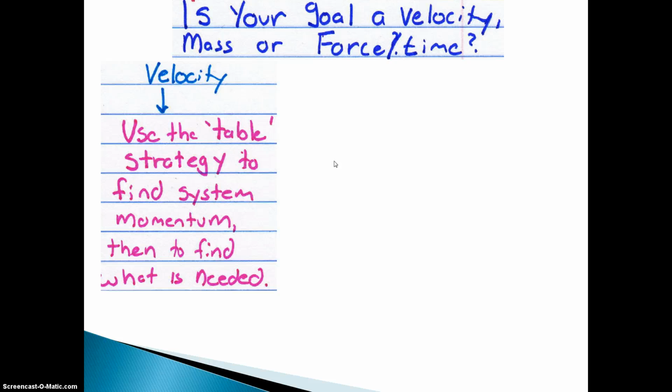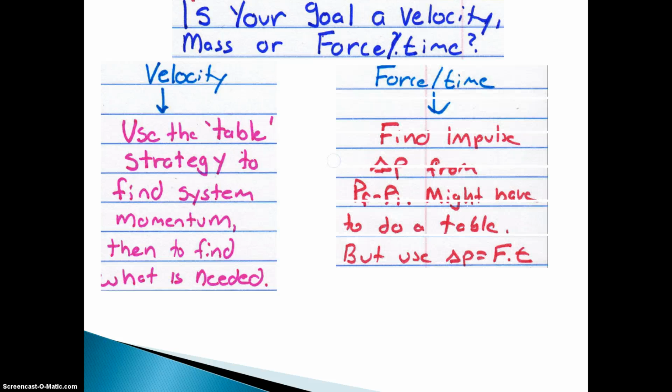That's usually true for mass as well. But if your goal is force and time, we have to find the impulse from the final minus the initial momentum, which might have to use a table as well. But then we have another step of using impulse equals force times time to find the force or the time. So with that, you kind of have a little way to like judge problems. You start looking at it. Is there a collision? Okay, then there's all these different things that could happen.